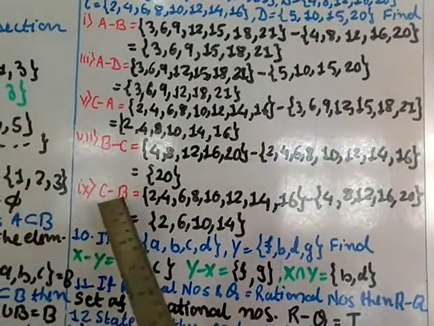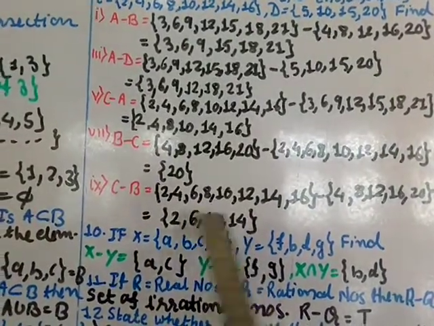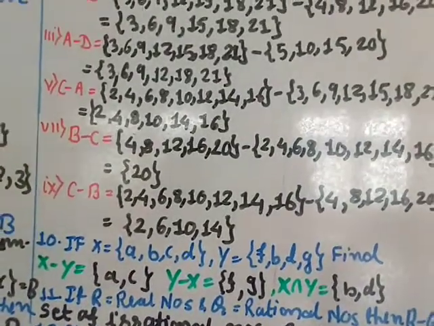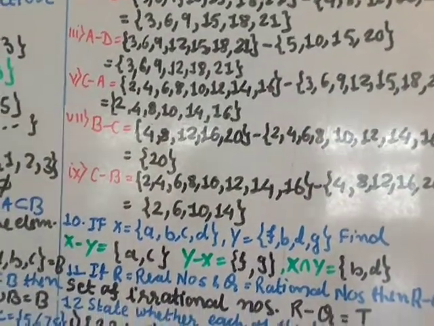Okay, so C minus B is 2, 6, 10, 14, and B minus C is 20. So they are not equal. Okay, we have seen that before, that difference is not commutative.